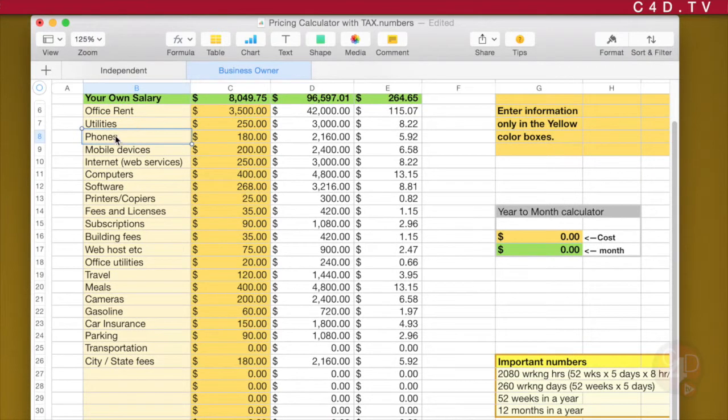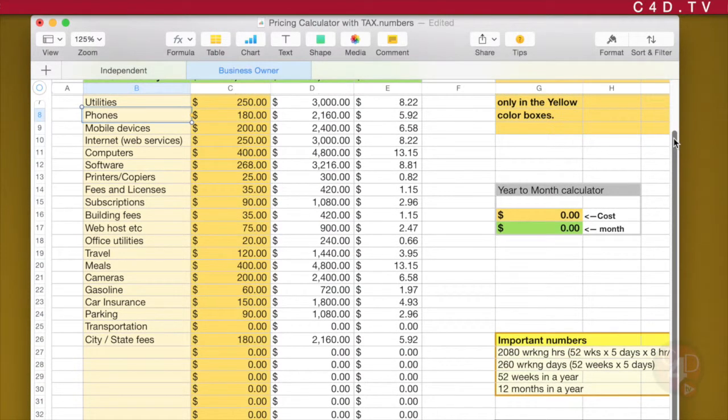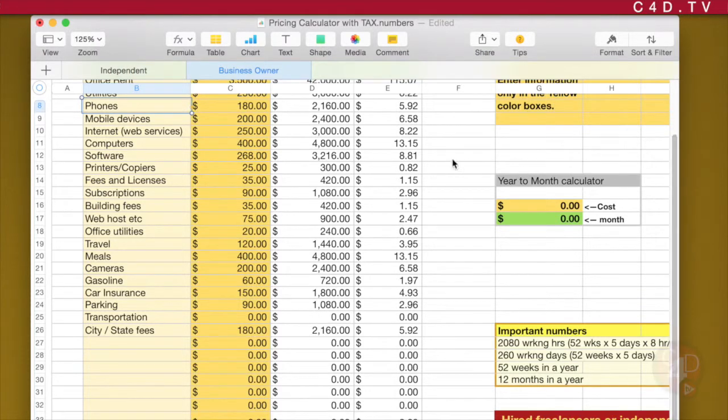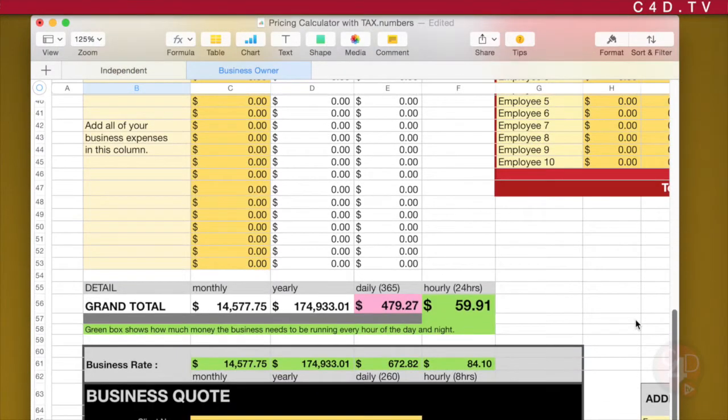They have also phones, mobile devices. They also have computers. They have to buy or rent software, whatever. So there are many other expenses that you should also include in here, because you want to include every single expense that you have monthly. In here, there is also a year-to-month calculator, just like in the independent spreadsheet that I put in there. And at the bottom, again, this is the detail, the grand total.